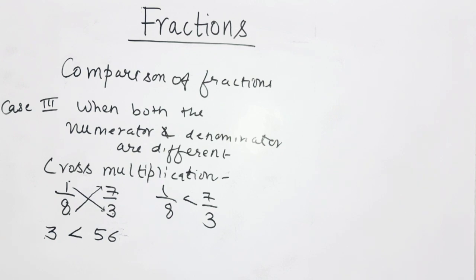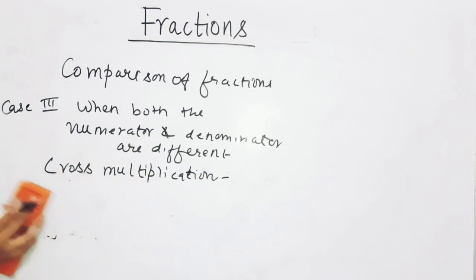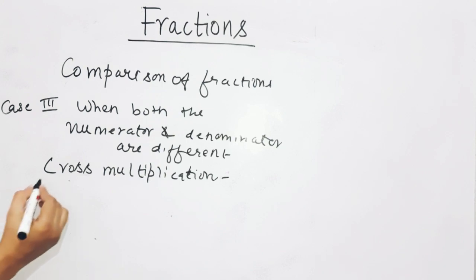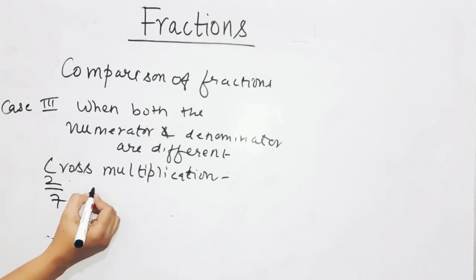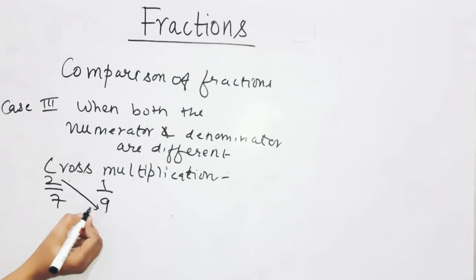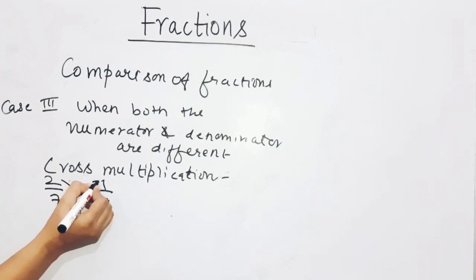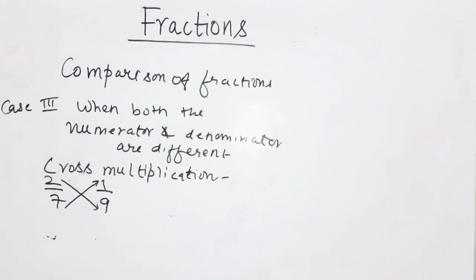Okay students, one more example I want to take with this case. This example will be from the maths book. So we have to compare 2 upon 7 and 1 upon 9. So what we have to do? We have to do the cross multiplication. Numerator of the first fraction is multiplied by the denominator of the second fraction. Denominator of the first fraction is multiplied by the numerator of the second fraction.